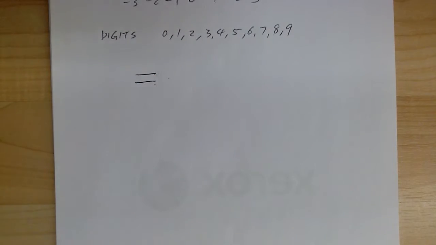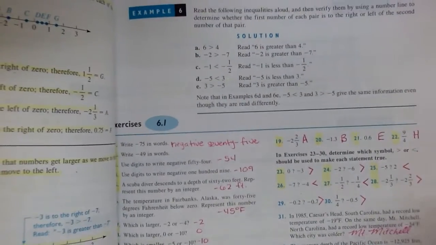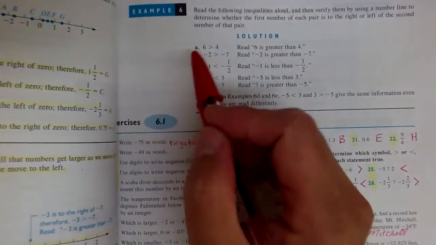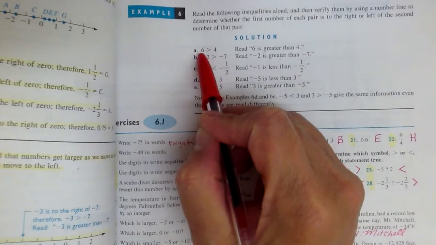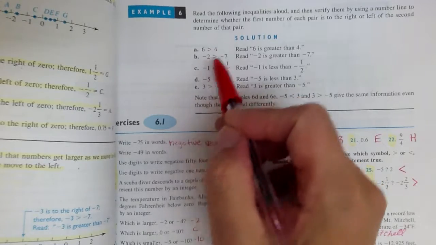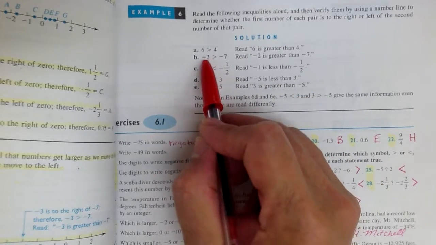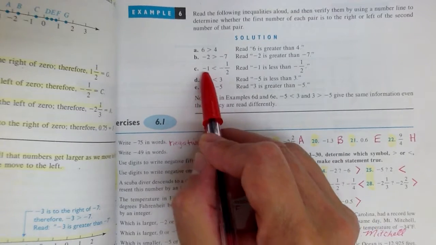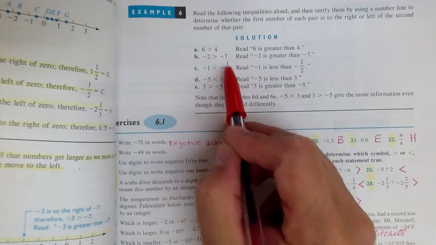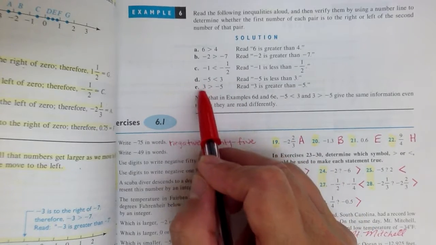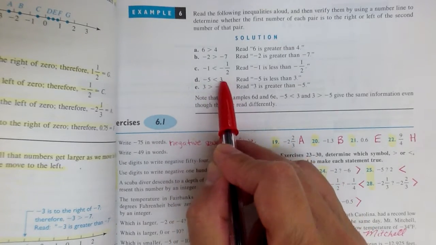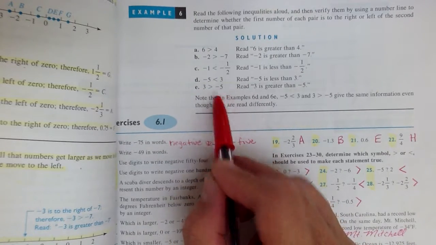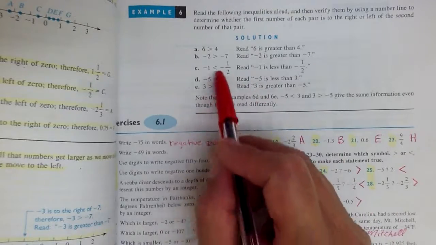Okay, so let's go to example 6 on how to read. Again, when you read a number, this is how you read. This reads 6 is greater than 4. Part B is -2 is greater than -7. Part C, -1 is less than -1/2. D, -5 is less than 3. E, 3 is greater than -5. Okay, so make sure you know how to read the inequalities.